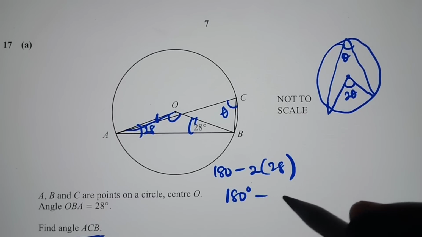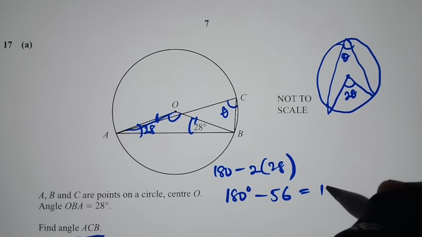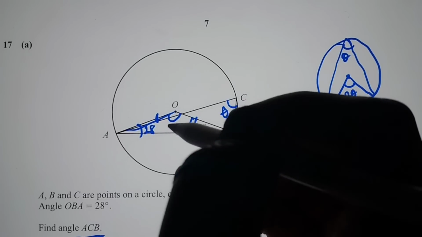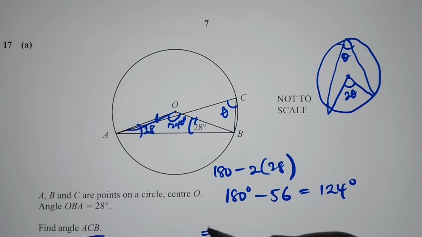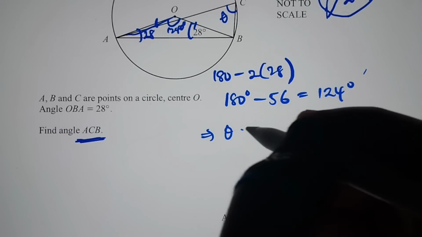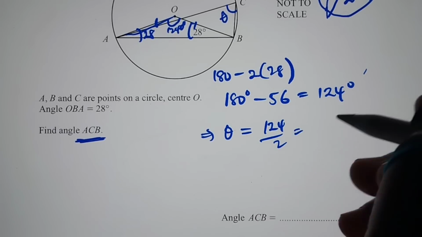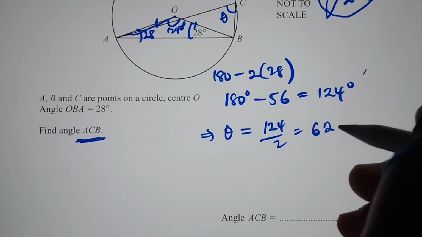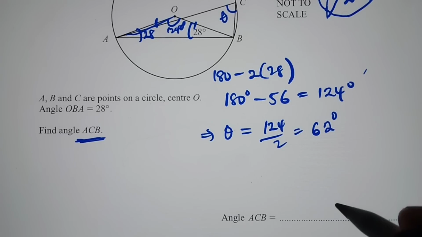That's 180 degrees minus 56, which will give us 124 degrees. So if here is 124 degrees, this implies that our theta is simply half of that, which is going to be 62 degrees. So just come here and write your final answer, 62 degrees.